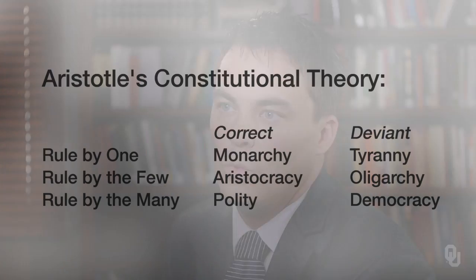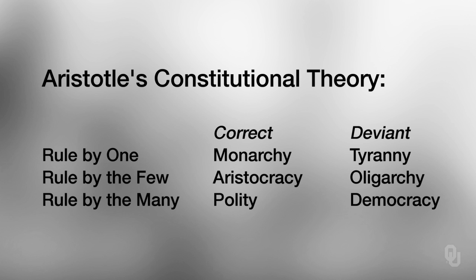Aristotle says each of these forms also has a deviant version. That is, Aristotle says that there's a version of these in which the rule has gone wrong. And so rule by a single individual, when it's functioning appropriately, is a monarchy. But when it becomes deviant or incorrect, then it's a tyranny. Rule by the few is an aristocracy, unless it turns deviant, and then it's an oligarchy. Rule by the many is a polity, unless it turns deviant, and then, as we've noted, it's called a democracy, a word that has negative connotations.